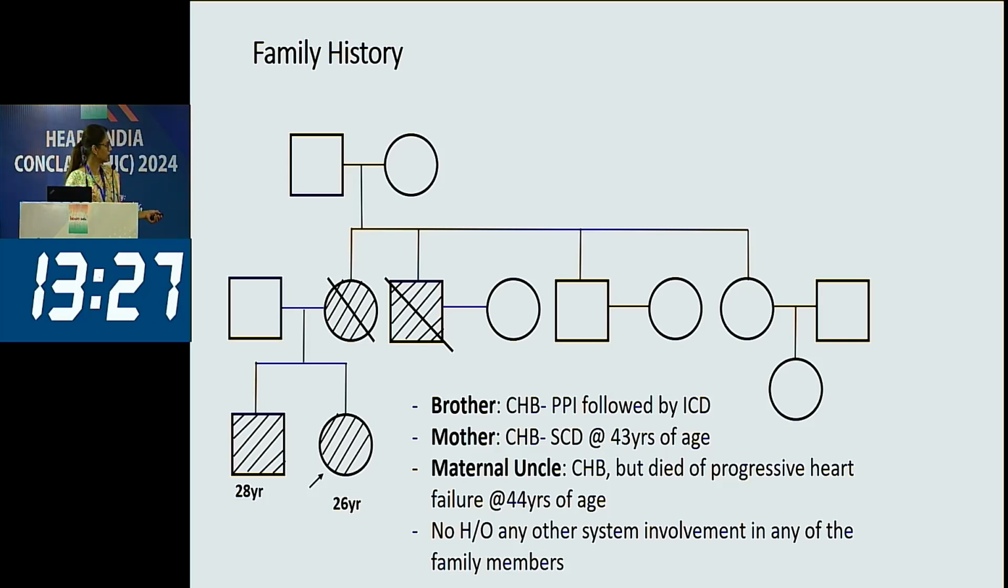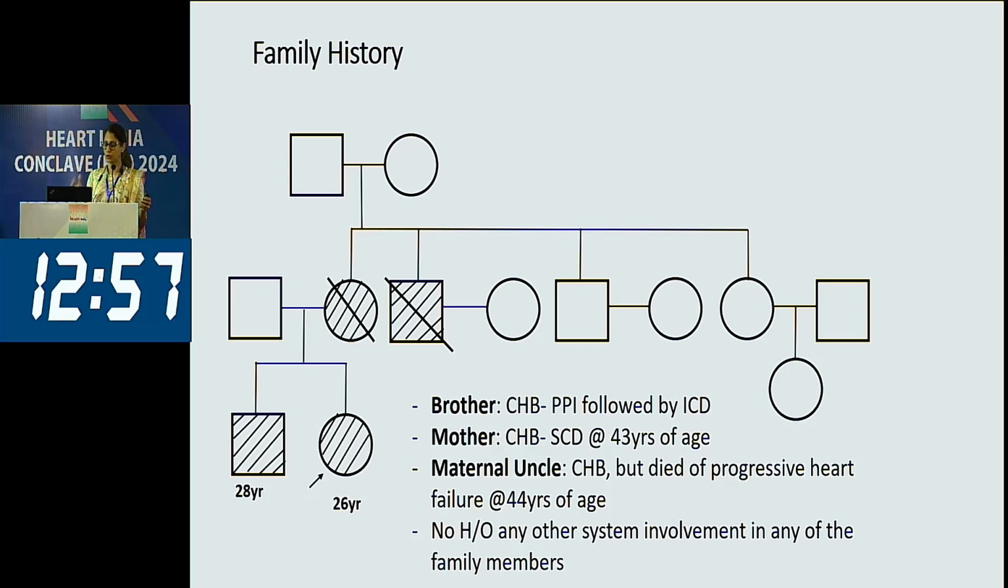She says my brother had a pacemaker, followed by he had a VT and was given an ICD, sitting in some foreign land. Mother had a sudden cardiac death at 43 years of age, and she had a pacemaker already. Mother's brother had dilated cardiomyopathy and had sudden cardiac death. So we know that we are dealing with some inherited cardiomyopathy, which has a tendency for involvement of the conduction system as well as muscle, and it's an autosomal dominant pattern. Correct? This we have read in MBBS also. The pattern is autosomal dominant.